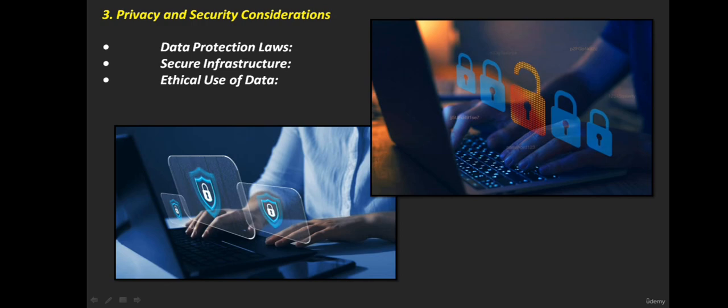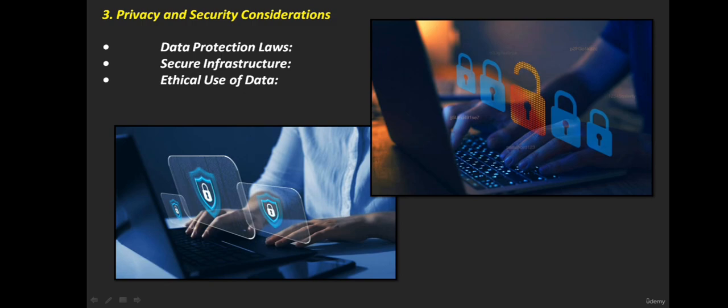Second will be secure infrastructure. Ensure that the smart city's digital infrastructure is fortified against cyber threats and data breaches. Third will be ethical use of data. Establish guidelines for ethical use of citizen data, emphasizing transparency and consent.